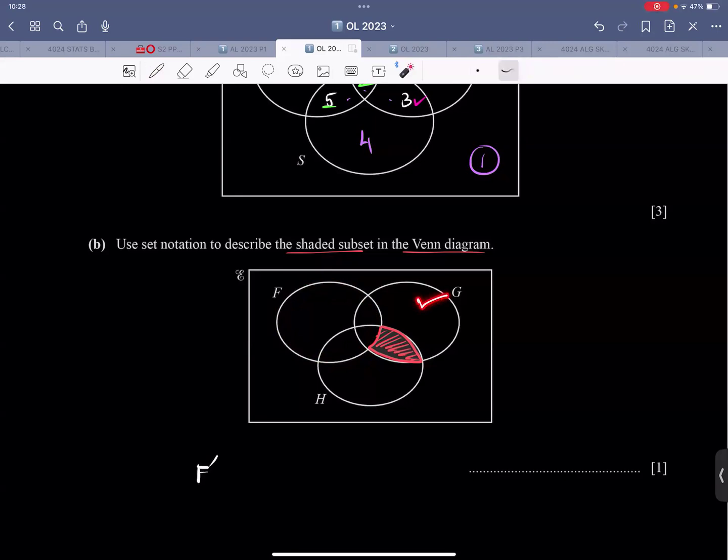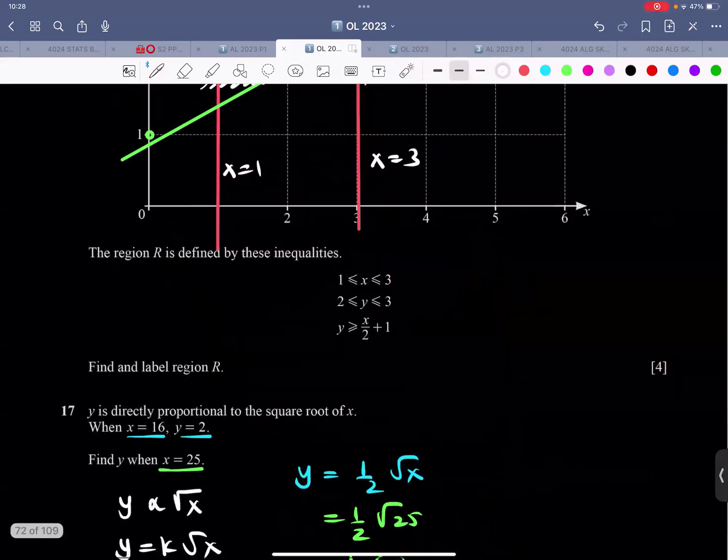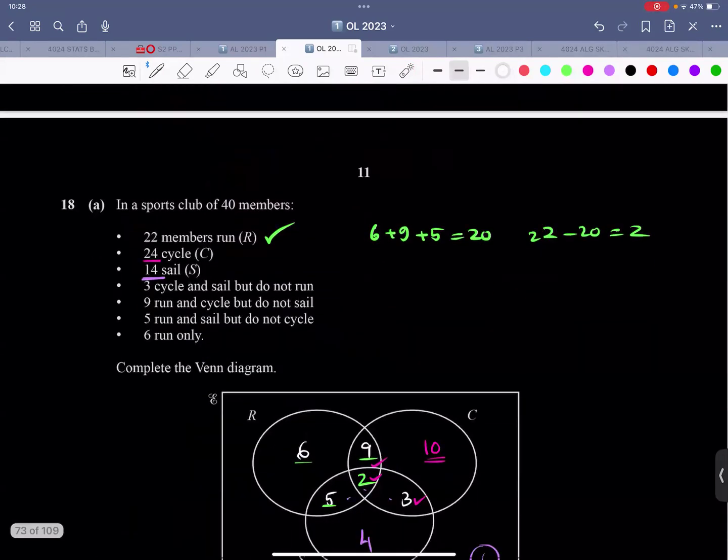F complement includes this, this, this, and this. But which part is included? That's common between G and H. So F complement intersection G intersection H. That is the answer. F complement intersection G intersection H. That is the answer for this particular part. So that's how this question is also done.